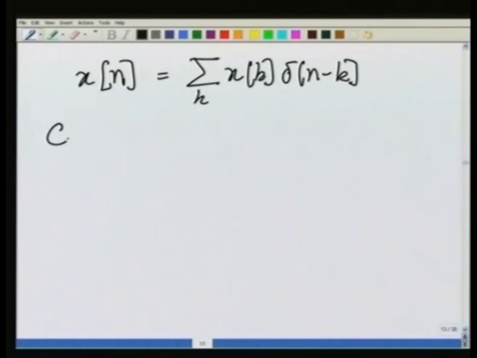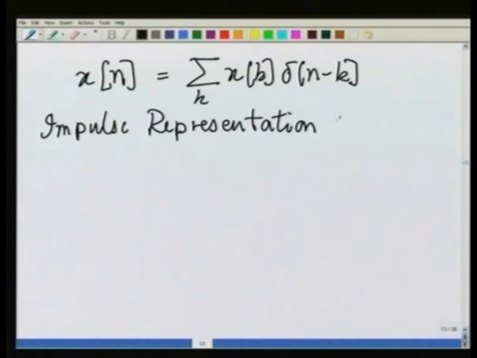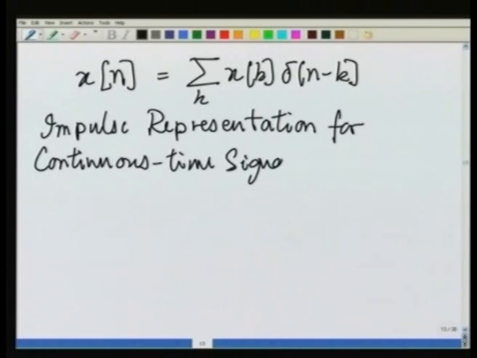Our discussion of the continuous time case. So, in order to find an impulse representation for continuous time signals, we first need to find out how to go about it.